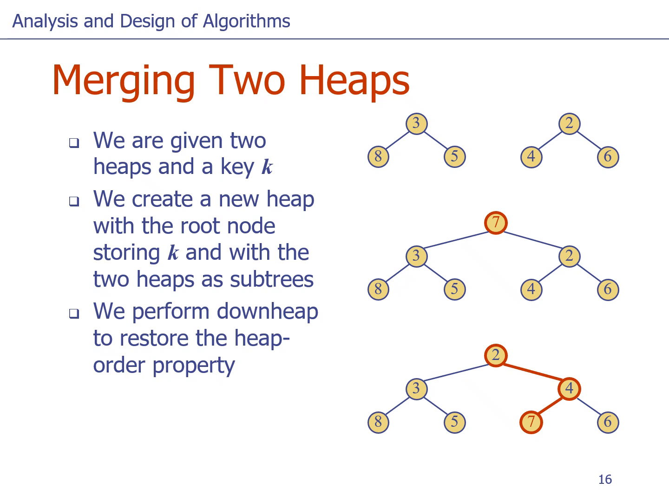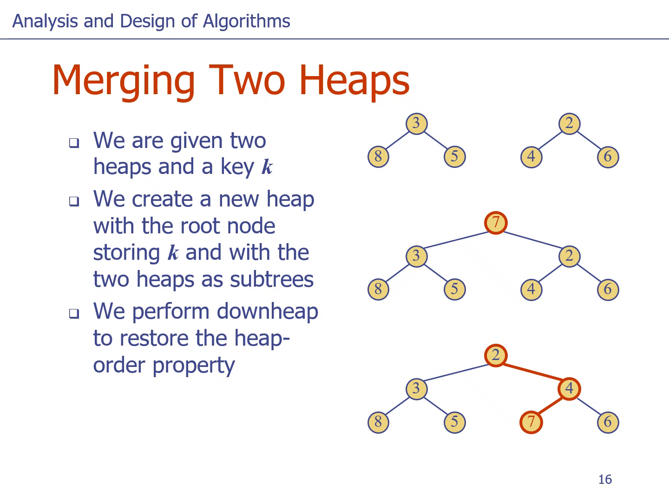Now, there's also something I'd like to tell you: because of the way heaps are structured, we can merge two heaps very fast, which enables us to do a lot of interesting stuff. If we're given two heaps and some key k, we can create a new heap with the root node storing this k value, and the two heaps as subtrees. And then what we do next is a down heap to restore the heap order property. So I could easily merge any two heaps with a new value together in the new heap.